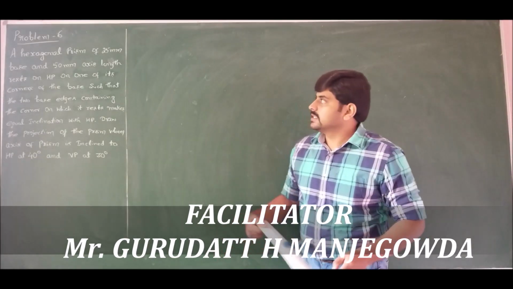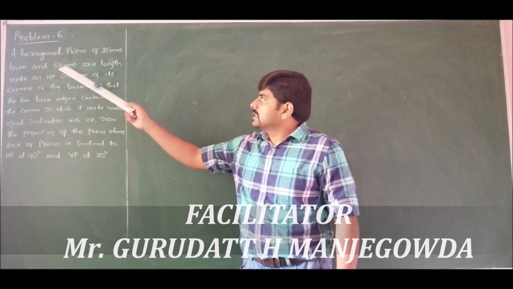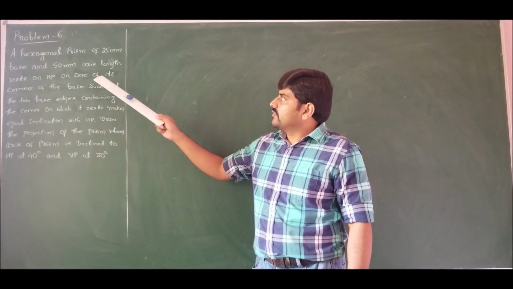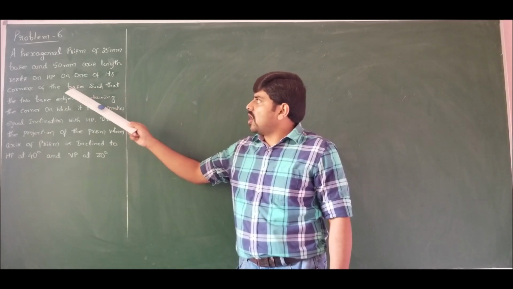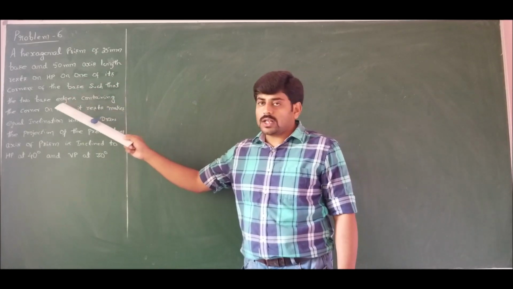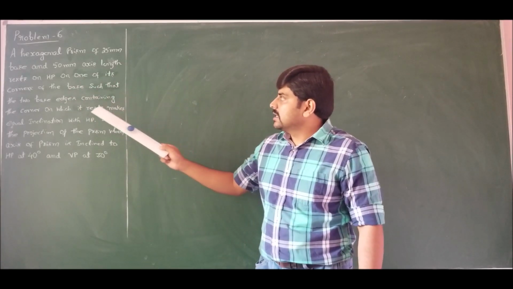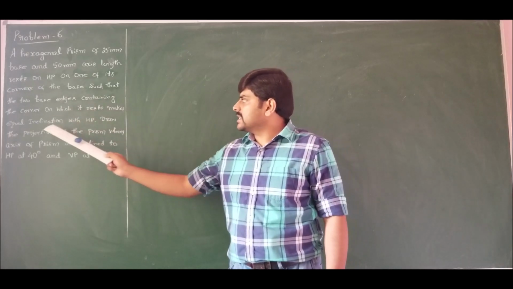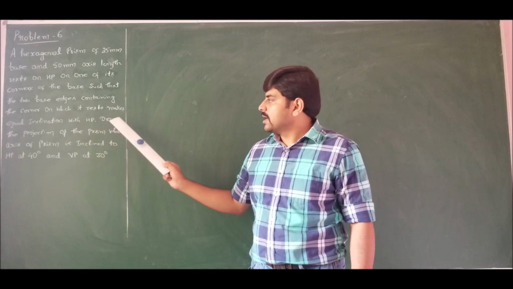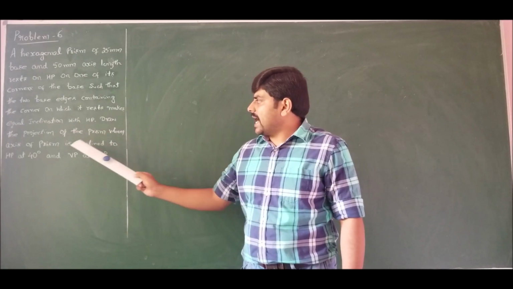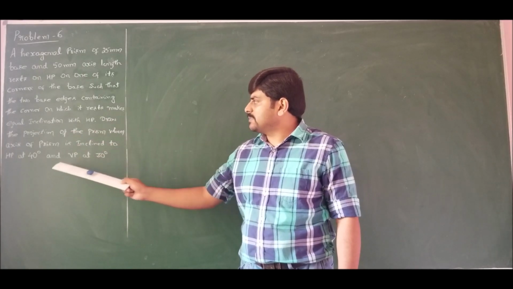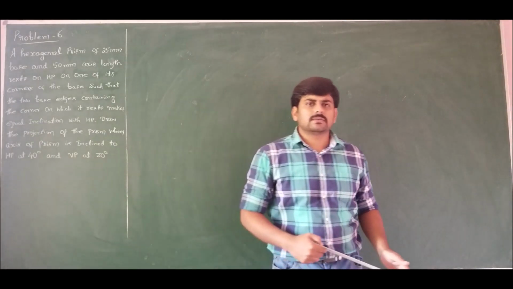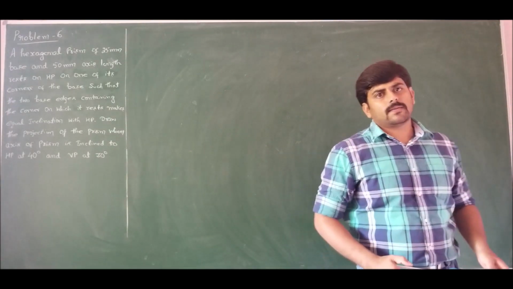In this lecture, problem number 6 states that a hexagonal prism of 25 mm base and 50 mm axis length rests on HP on one of its corners of the base, such that the two base edges containing the corner on which it rests make equal inclination with HP. Draw the projection of the prism when the axis of the prism is inclined to HP at 40 degree and VP at 30 degree. The hexagonal prism is resting on HP.